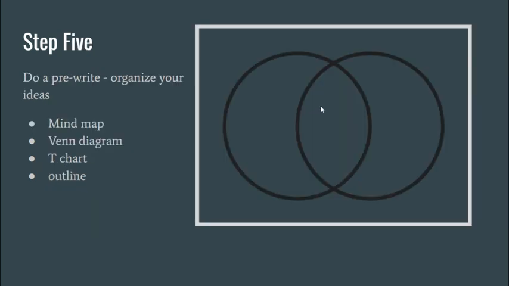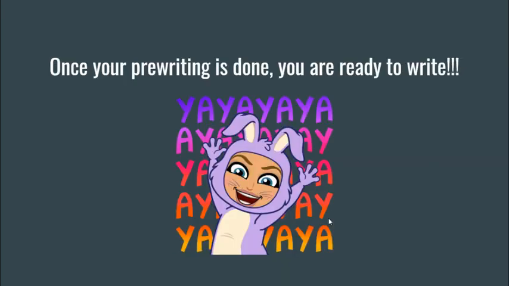And step 5, do a pre-write, which means organize your ideas. Some of the things or graphic organizers that we may use are mind maps, Venn diagrams, like this one shown here, a T-chart, or an outline. Once your pre-writing is done, you are ready to write. I know this may seem like a lot of steps, but with practice, we will all become excellent writers this year, unpacking prompts and answering questions like the academic smarties we are.